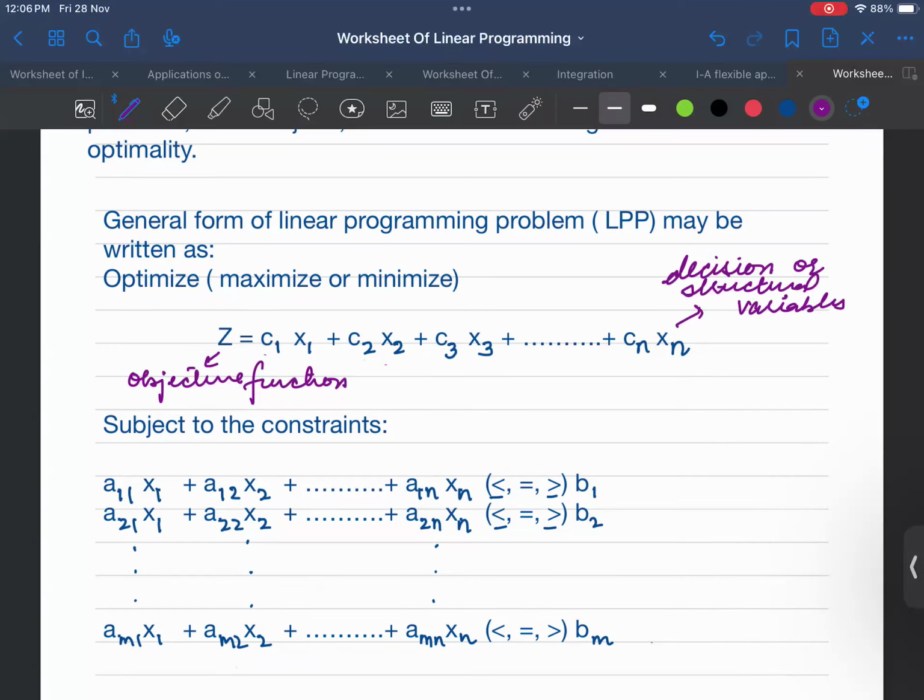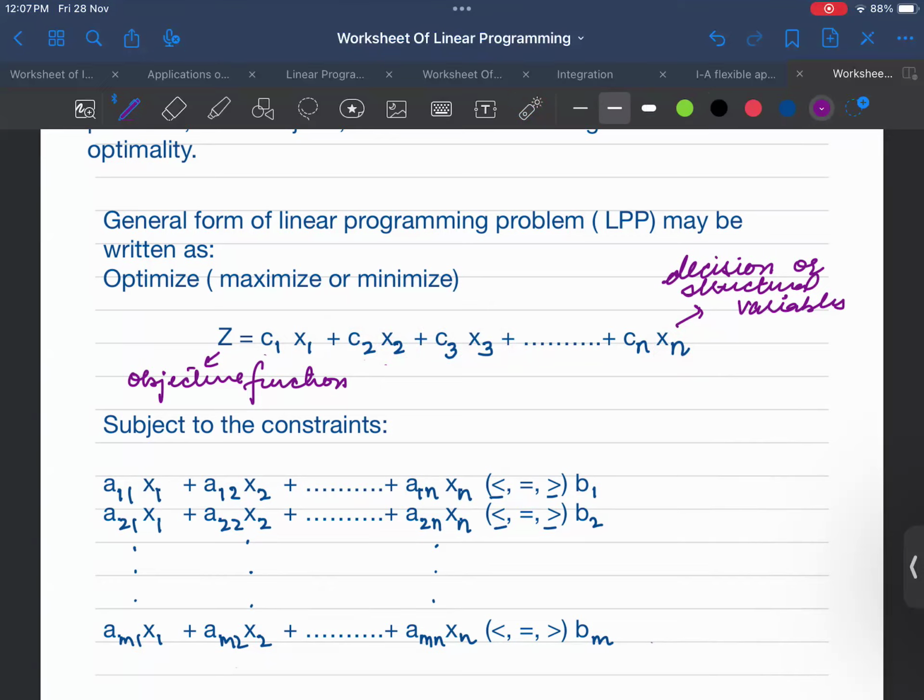The variables which we need to identify. I need to take the decision: how many I need to prepare of X1, X2, X3. It may be anything. If I am a manufacturing company, then I might have X1 as a table, it might be chair, it might be bed, it might be sofas, and so on. So these are the decision or the structural variables: how many tables I need to prepare, how many chairs, how many beds, how many sofas, like that. So this is my decision or the structural variables.